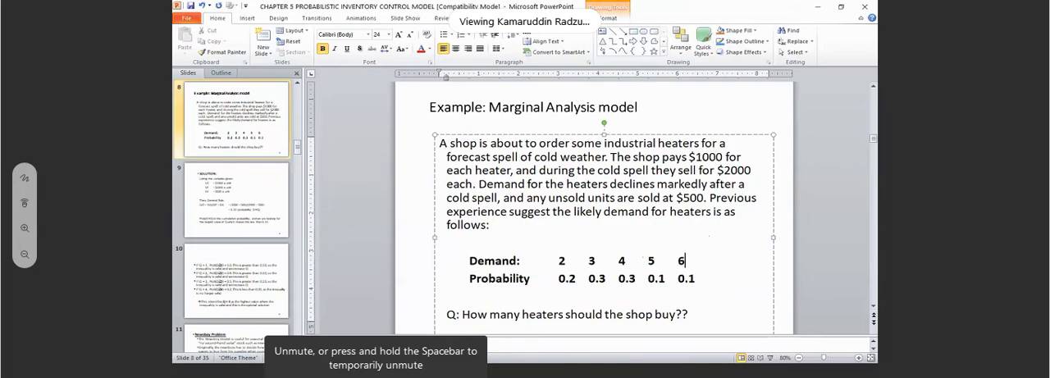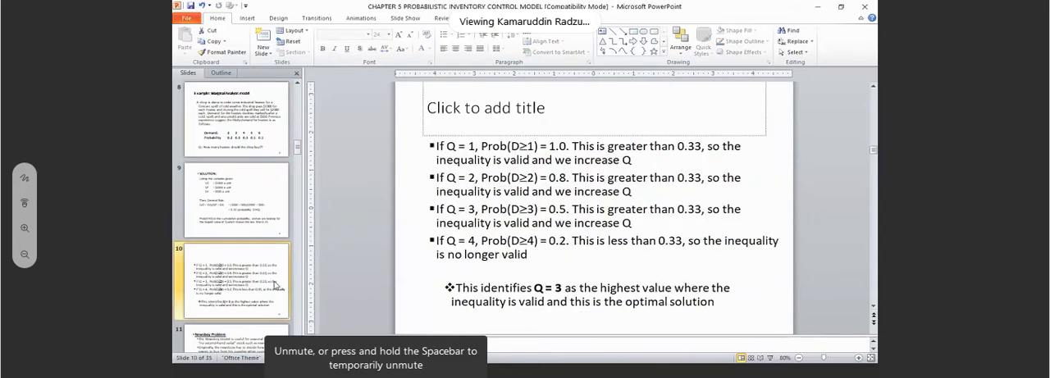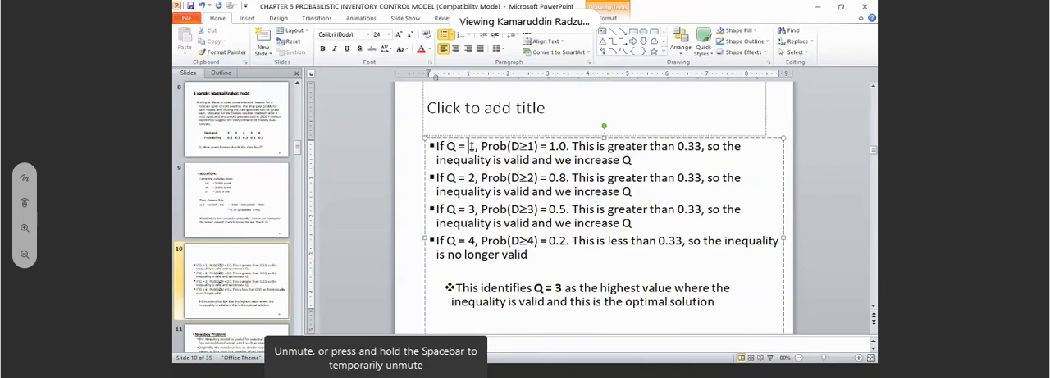Okay, let's say we change the data about the demand. The lowest demand will be 2 unit. In the analysis of the quantity order, the lowest quantity order will also start with the 2 unit. We start at 2 unit. And for this quantity order of 2 unit, the lowest order quantity, the probability will be equal to 1.0.